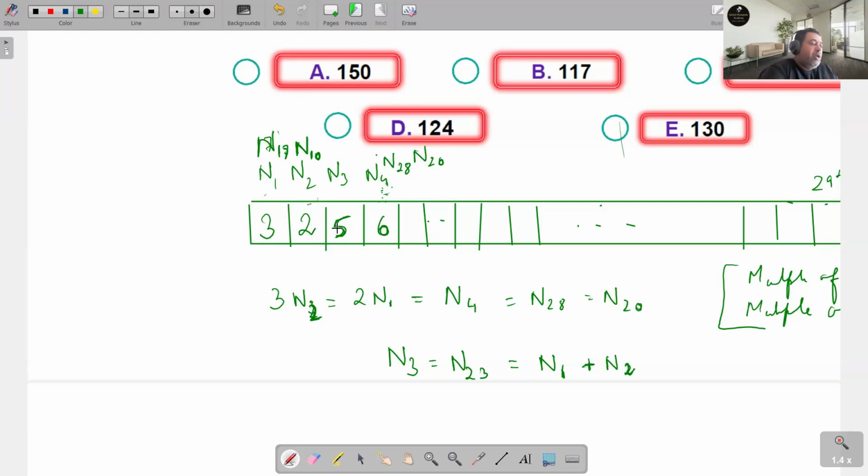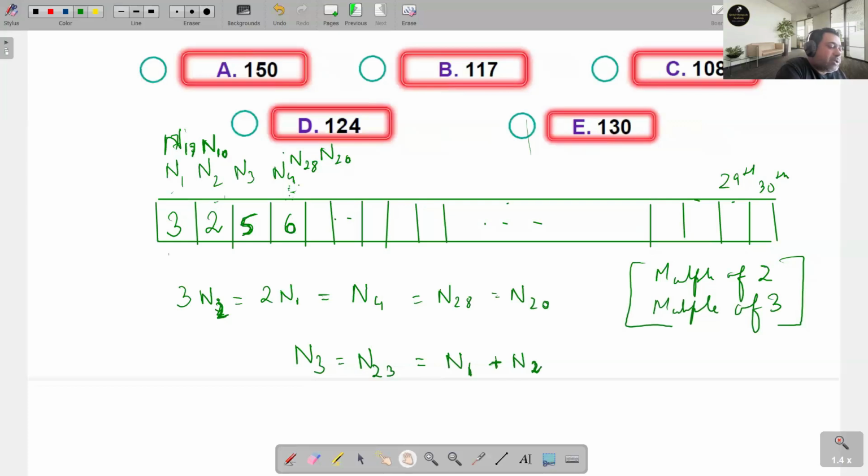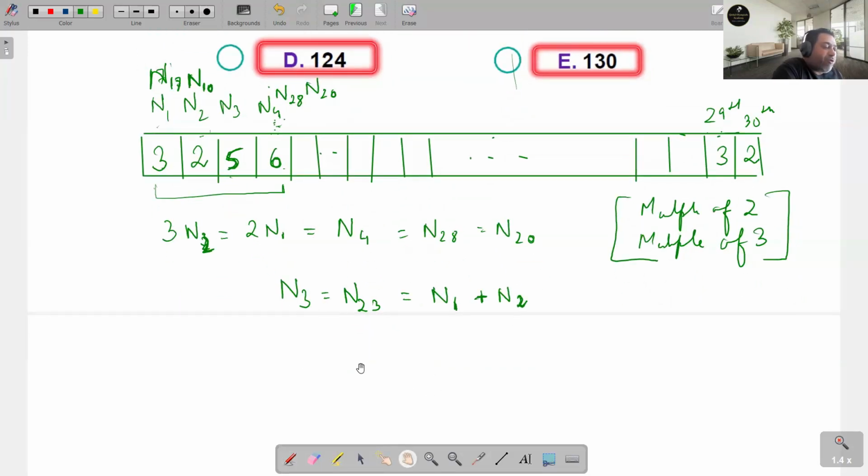Now, what is the sum of these patterns? Because we have 30 numbers, there are 7 full patterns, and the last 2 numbers will repeat. So this will be 3 and 2 again; the 29th will be same as N1. Now let's look at the sum over here. 5 plus 6 is 11, 11 plus 5 is 16. So we have 16 here. When you divide 30 by 4, you get 7 as a quotient and a remainder of 2. Those 2 numbers are 3 and 2.